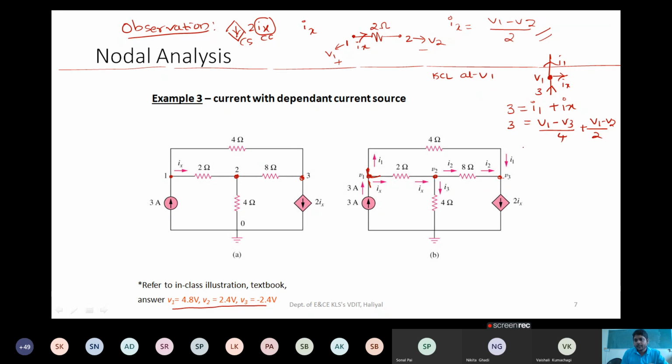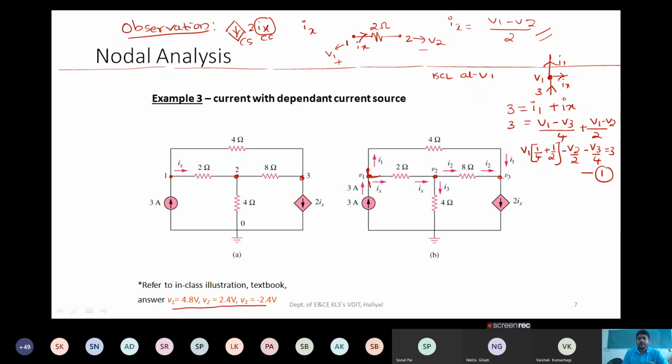So if you rearrange and write down the equation in terms of V1, V2, V3, in terms of V1 what we get is 1 by 4 plus 1 by 2. In terms of V2 we get minus V2 by 2 and minus V3 by 4 equal to 3. So this we can call equation 1.